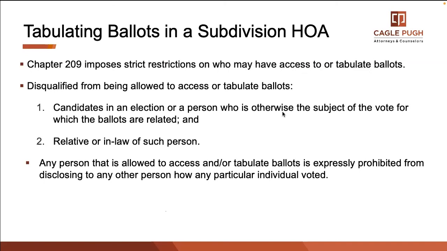Any person that is allowed to access or count the ballots is expressly prohibited from disclosing to any other person how any particular individual voted. For some reason, they were very, very concerned with the legislature about the secrecy of HOA ballots and passed a bunch of laws related to keeping this stuff secret. And now we have to follow them.